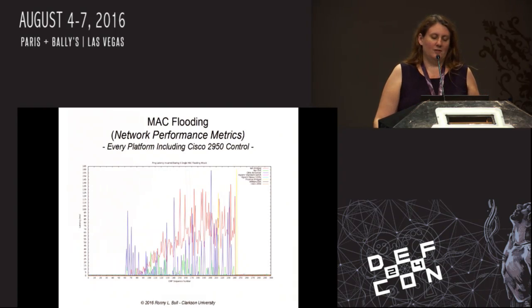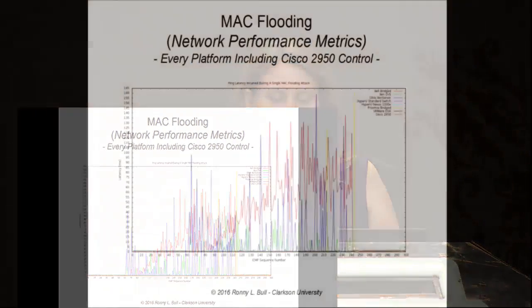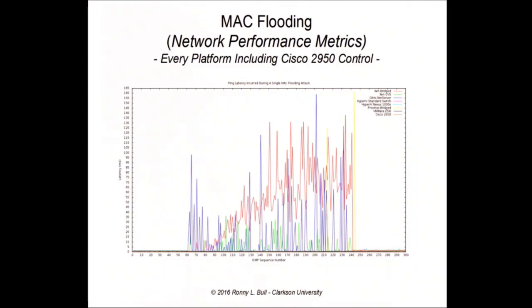This gives you just a sense of how we're doing a lot more systems and platforms this year. So this is the same test performed across not just that Gen 2 Xen bridged, but also Xen Open vSwitch, Citrix XenServer, Hyper-V Standard Switch, Hyper-V Nexus 1000V, the Proxmox Bridged, VMware ESXi, and a control physical switch, a Cisco 2950.